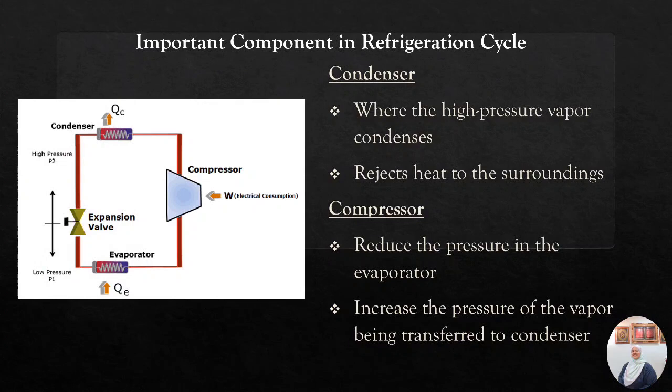Okay, next, let's move on to the components of the refrigeration cycle. The main components in refrigeration cycles are compressor, condenser, evaporator, and expansion valve. The compressor is used to reduce the pressure in the evaporator and increase the pressure of the vapor being transferred to the condenser. This compressor will use work such as electricity. And next, the condenser. A condenser is where the high pressure vapor condenses and will reject heat to the surroundings.